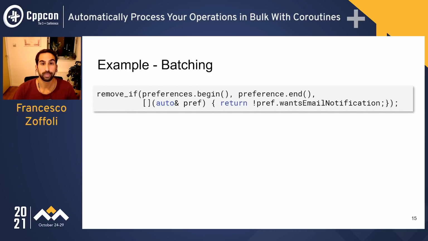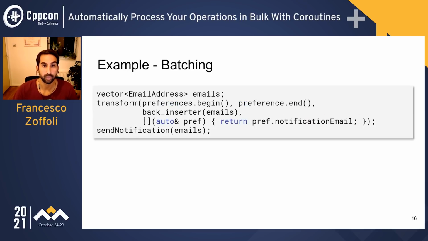Next, we need to make sure to remove the users that don't want to be notified. So we are going to use removeIf, and then check the users that don't want to be notified so that we remove them from the vector. Finally, we will need to extract the email we want to send the notifications to. So we'll start again with a vector of emails and use transform to get the notification email property of the preferences. Then we are going to send the notification with the emails.